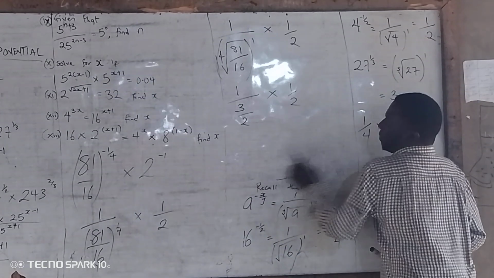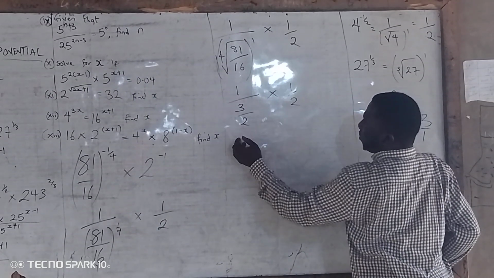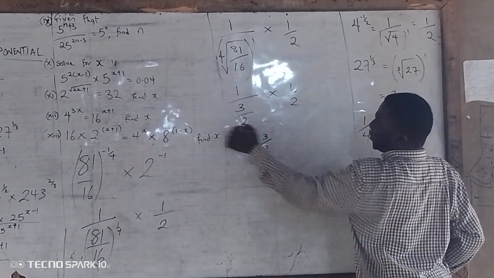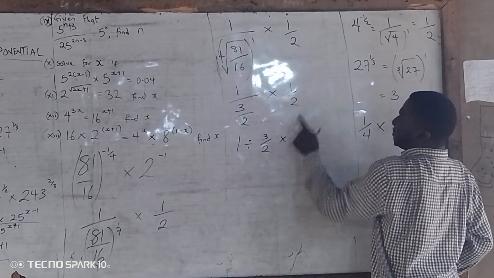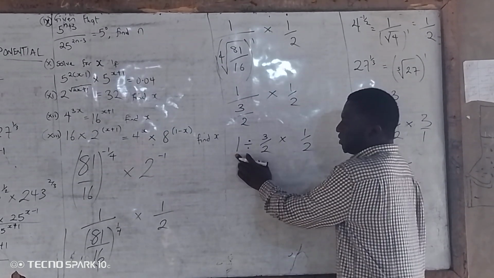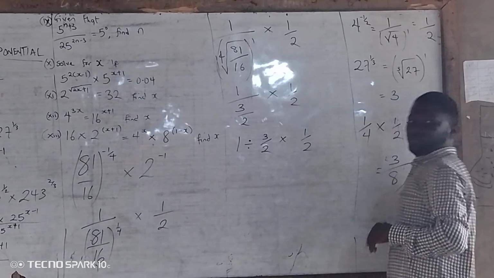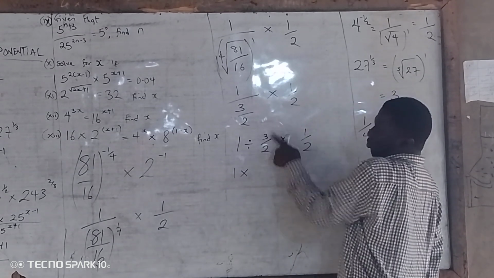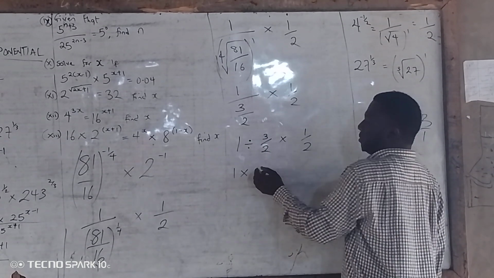Now we can proceed to this. This means 1 divided by 3 over 2. That's the whole of this. 1 divided by 3 over 2. Then times, we have half times half. So mathematically, you can't divide a fraction by another. You can divide the fraction by fraction, but not directly. So you need to turn this to 1 times, then you turn 3 over 2 upside down, because division has changed the equation. Then you turn the numerator to denominator and denominator to numerator.